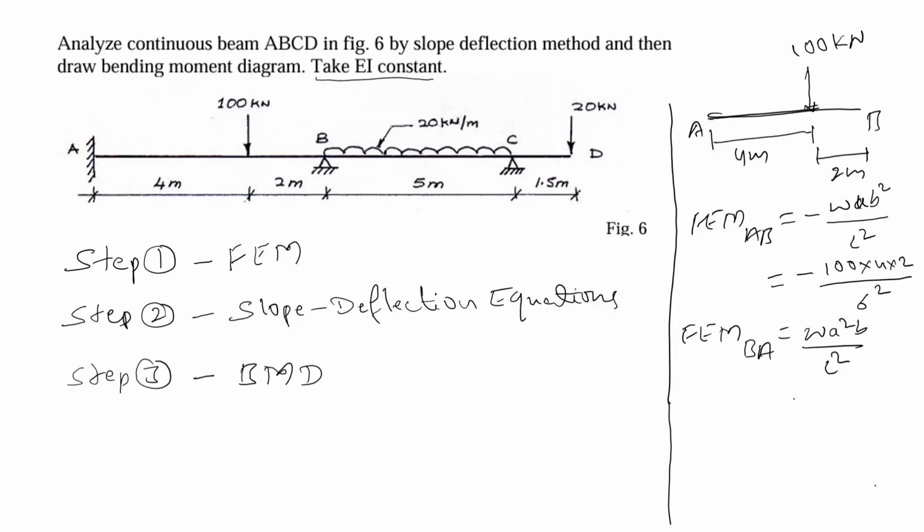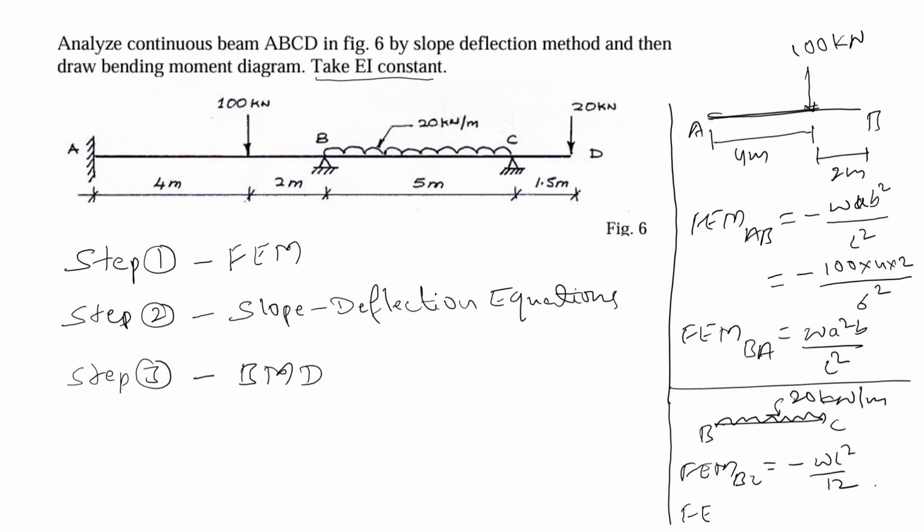Then the second span, that's a UDL on BC, 20 kilonewton per meter. So the formula for fixed end moment, FEM BC is equal to minus W L squared by 12. Similarly, FEM CB is equal to W L squared by 12.